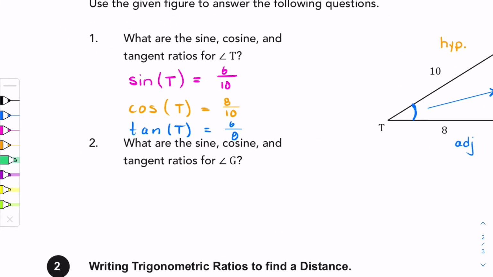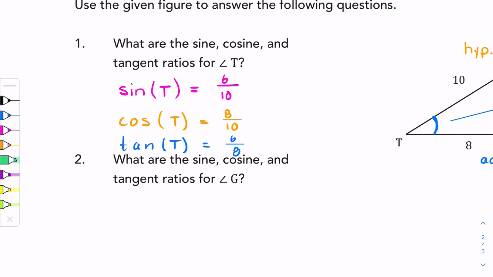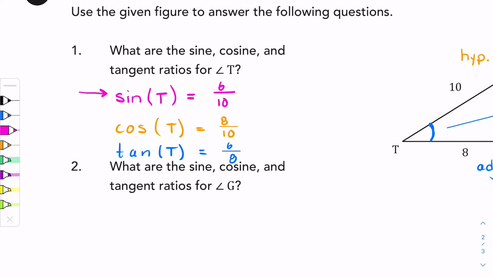Now, before I say that we're finished on these, we just wrote out our ratios. But when you're done with your ratios, you should always write them in simplest form. So let's go back through. The sine of angle T is equal to 6 over 10, which we can simplify to 3 over 5. And that should be your final sine answer. Cosine should be simplified to 4 over 5. And tangent should be simplified to 3 over 4.